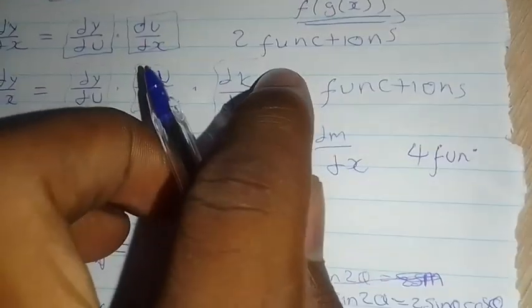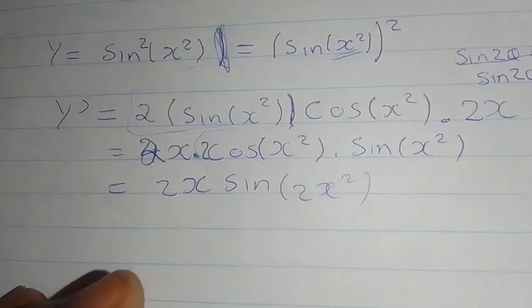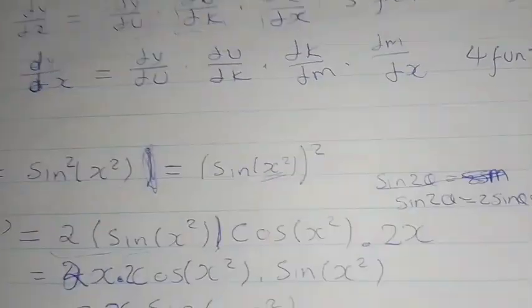So that's a chain rule of 3 functions. You can also try a chain rule of 4 functions. It's technically not a big deal, really. It's not that much of a big deal.